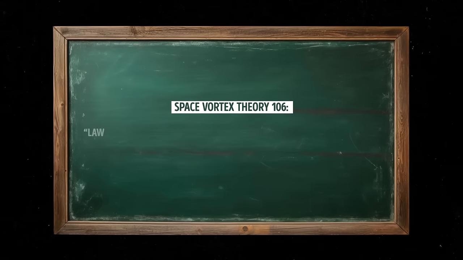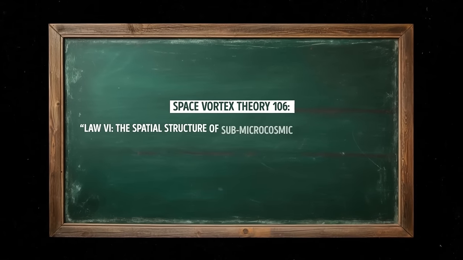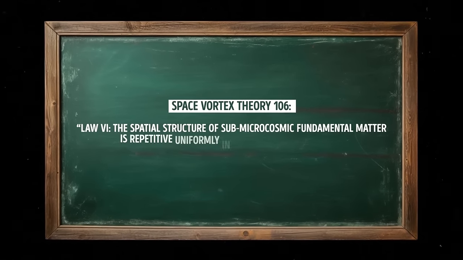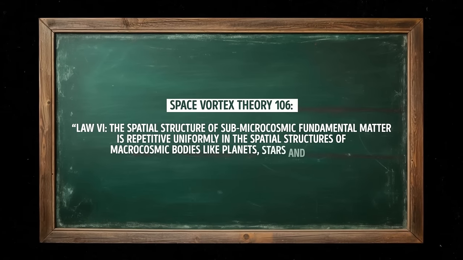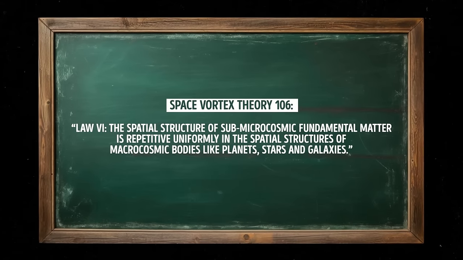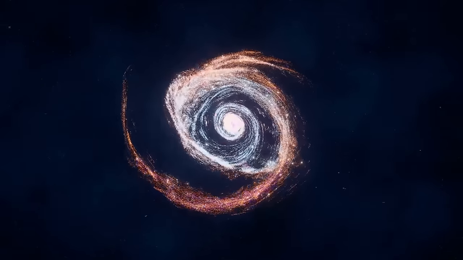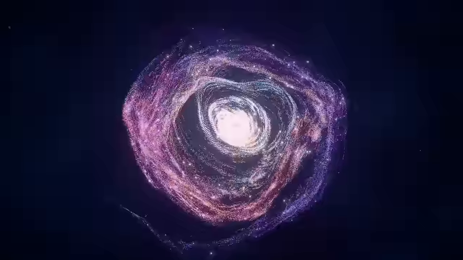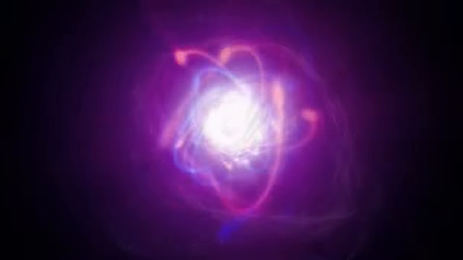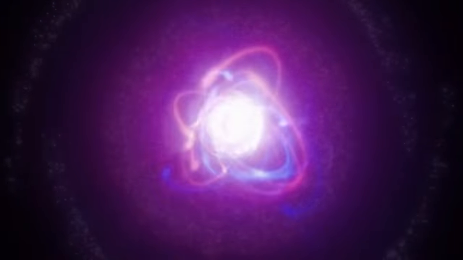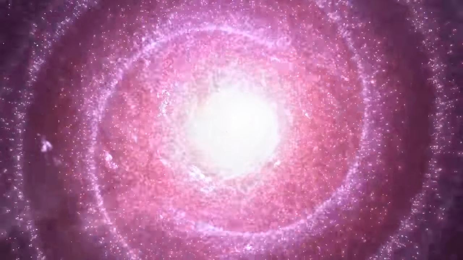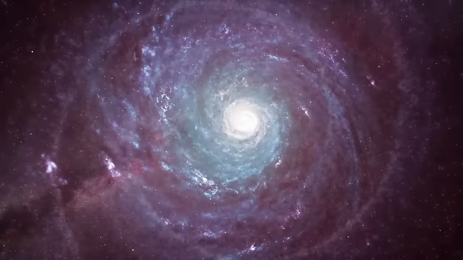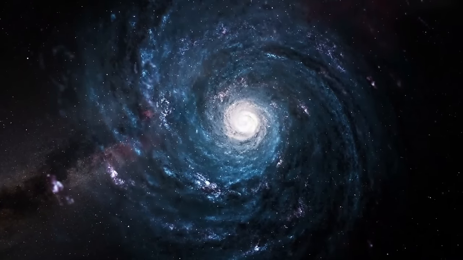Law 6. The spatial structure of submicrocosmic fundamental matter is repetitive uniformly in the spatial structures of macrocosmic bodies like planets, stars, and galaxies. This law states that the structure of the fundamental particles that make up matter is repetitive and uniform across all scales, from subatomic particles to macrocosmic bodies like planets, stars, and galaxies. It suggests that the same fundamental principles govern the structure of matter at all scales.